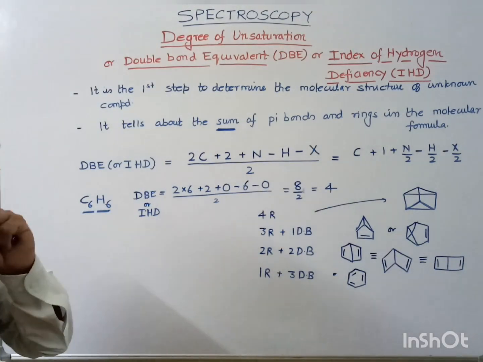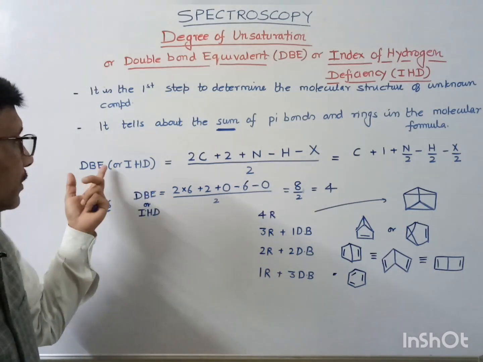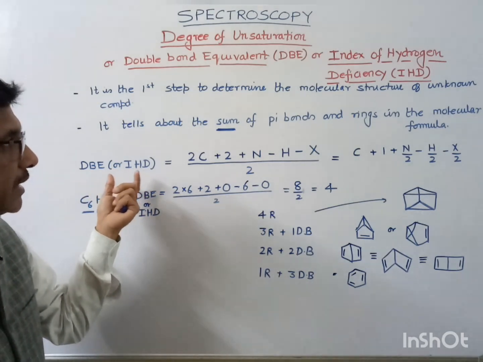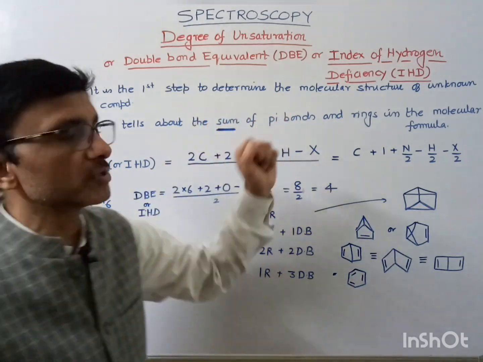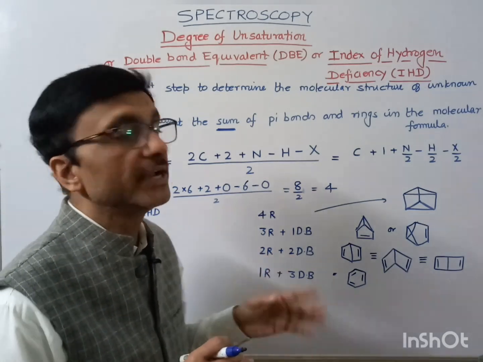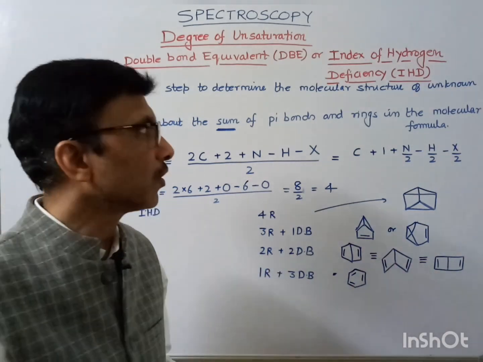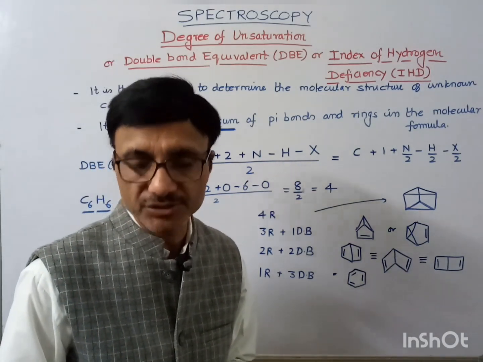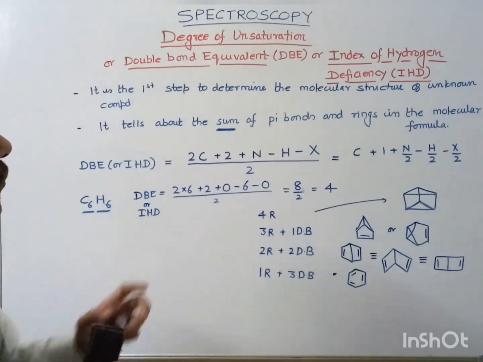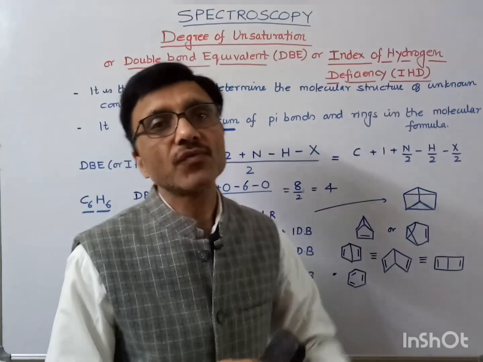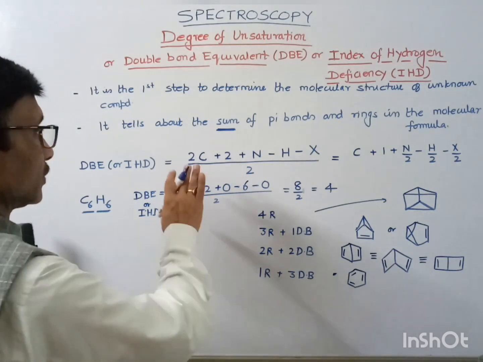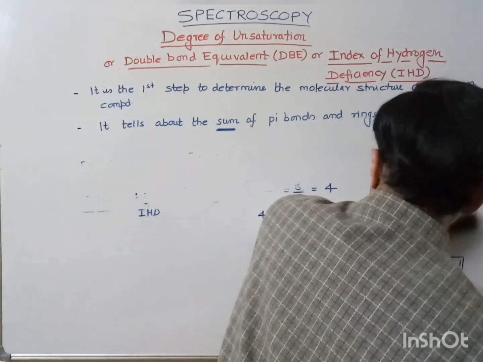So what I mean to say is that the value coming out from this double bond equivalent is the sum of pi bonds and rings. It does not tell you the individual value of pi bonds or the individual value of rings present in the structure. So this is about this topic. Now we will discuss why it is called the index of hydrogen deficiency. Let us see more about this formula.